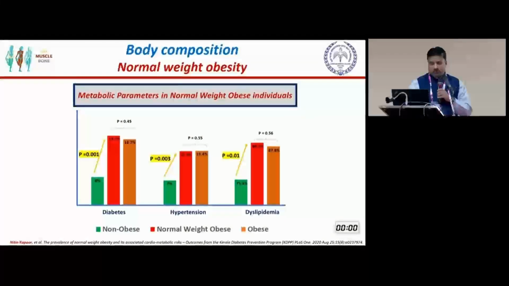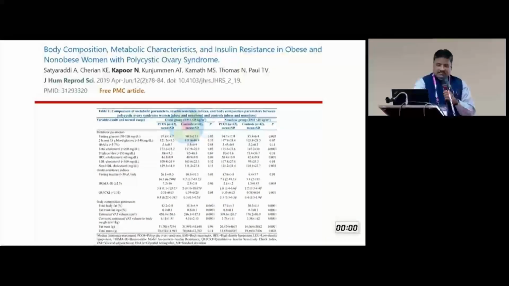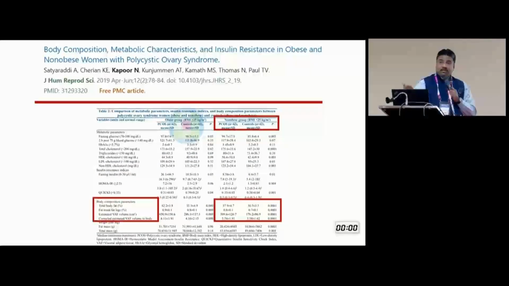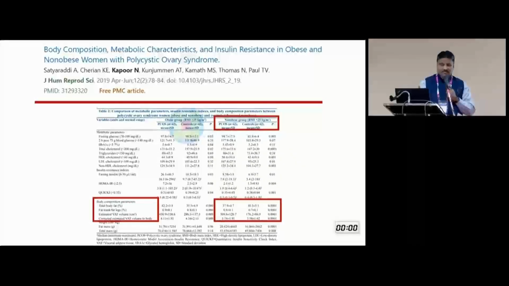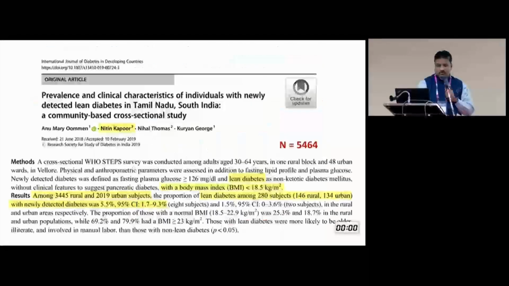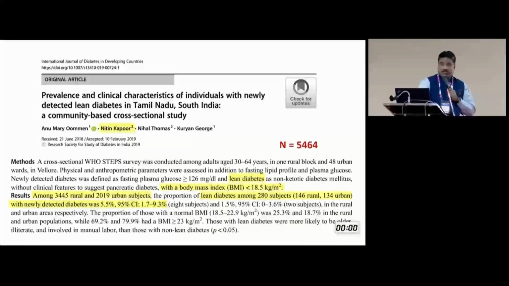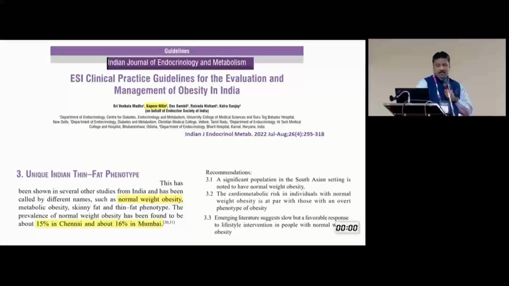There's another study from our center looking at the lean PCOS phenotype. Again, the same concept of normal weight obesity, something like what Dr. Phoebe presented. It's another study from our center looking at rural India and prevalence of diabetes in lean people. We found that 1 in 20 people from rural Vellore who are newly diagnosed to have diabetes actually have a BMI less than 18.5, and they still have high body fat.